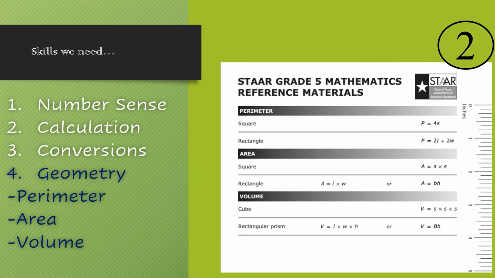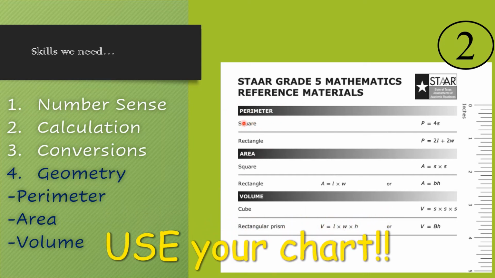Now that we've mastered some classification of polygons, another subunit that we're going to look into will be finding perimeter, area, and volume of different shapes. And again, luckily, you do not need to memorize any of these formulas because they're given to you in a STAAR reference chart at STAAR. So here's how you can find perimeter, how you can find area, and how you can find volume.